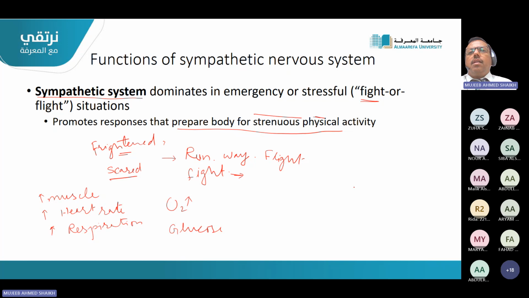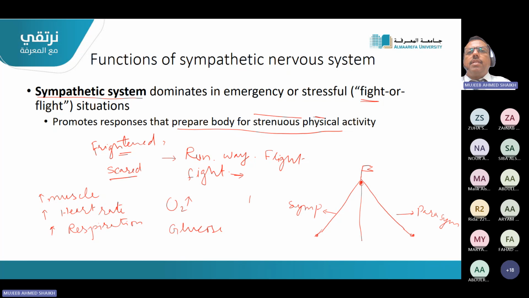Let me give you an example of a tent. This is a tent, and it is erected by a pole in the center. And you are putting ropes on both sides so that the tent will remain erect. This is all the time, the whole day. This you call sympathetic, and this you call parasympathetic. Balance.